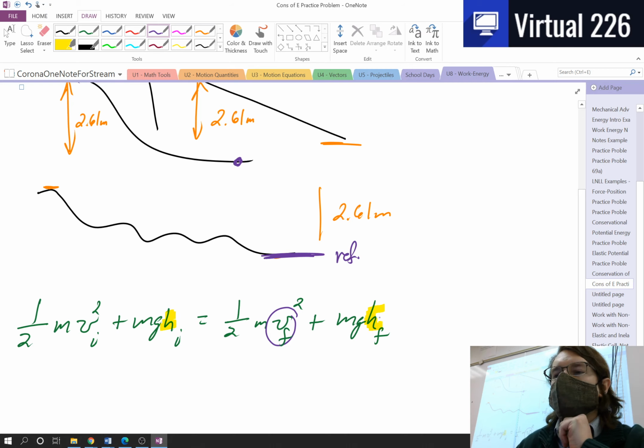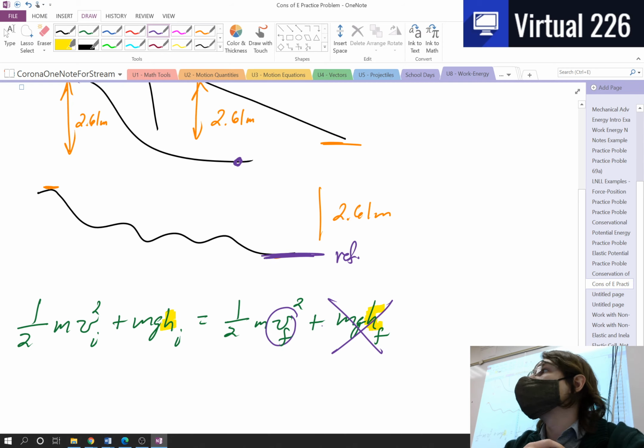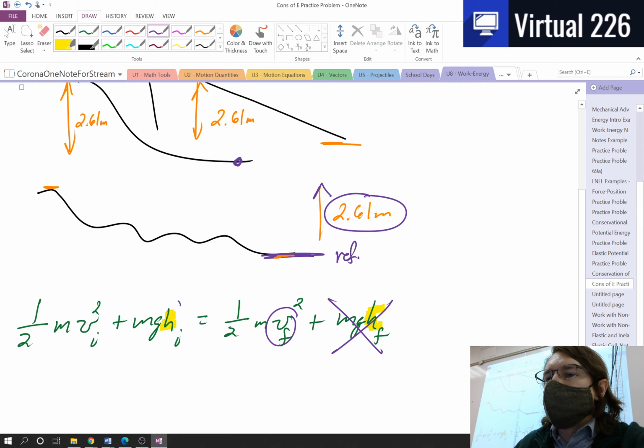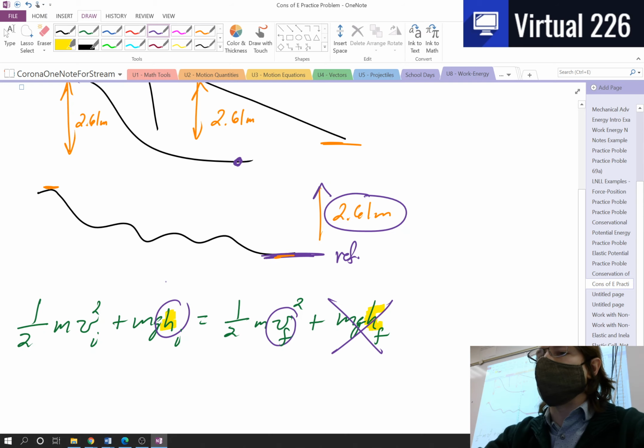Because if that's our reference, then when she reaches the bottom, her final potential energy becomes 0, and it goes away, because we've reached that reference position. Because of this, we know that the only h value we have is going to be 2.61 meters, and that'll be positive because she has that stored energy.